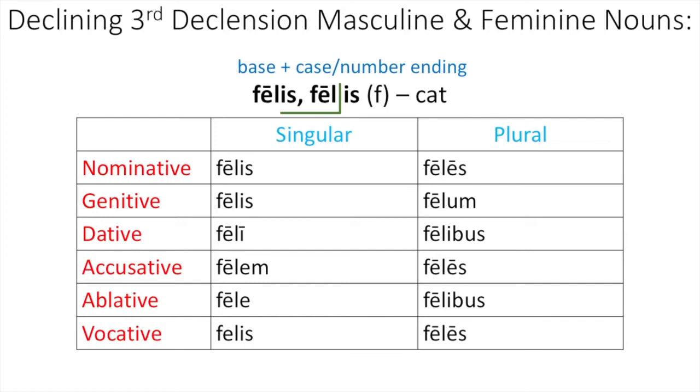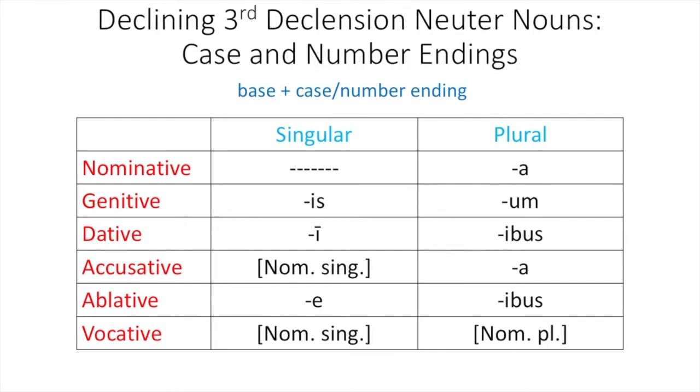So now let's look at our neuter nouns. So our neuter nouns have very much the same endings as our masculine and feminine nouns in the third declension. You'll notice that there's just a few differences.